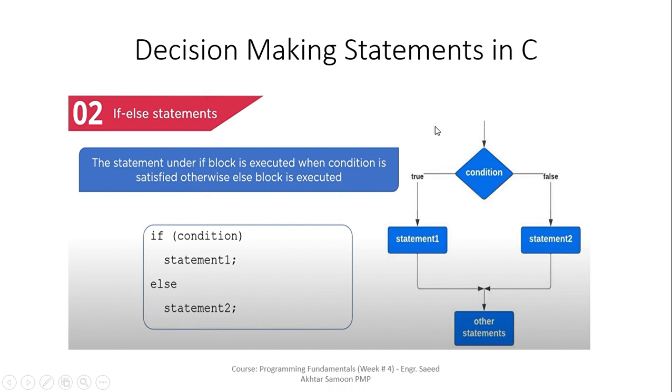If we see it through the flow chart, this is the condition. This is where we are taking this decision, and this diamond is the decision symbol in a flow chart. If the condition is true, this statement will be executed. If the condition is false, then this statement will be executed. Now there are no multiple paths, there are only two paths, because it is only an if and else statement.